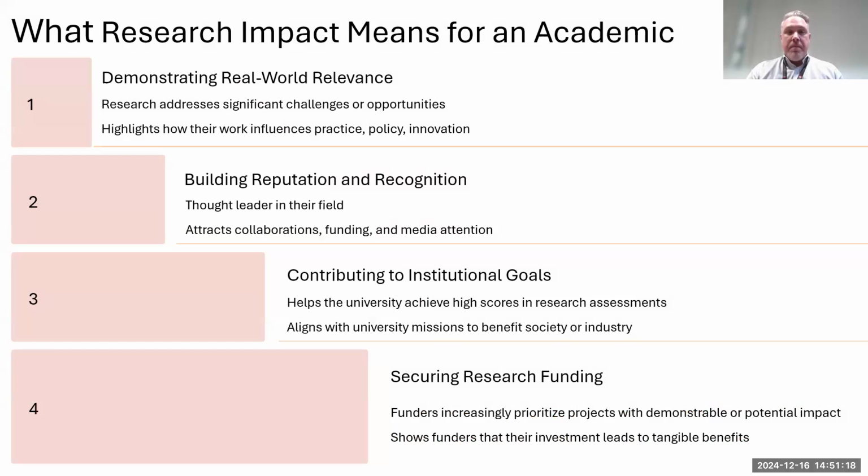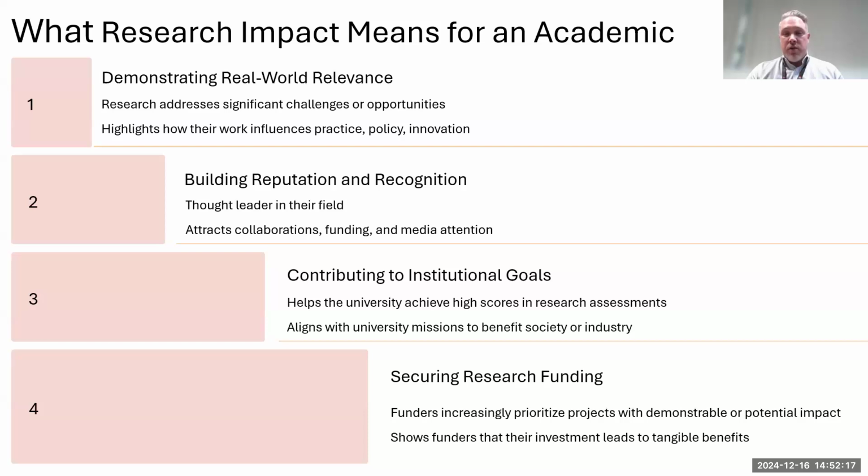So what is the value of impact for academics and researchers? First of all, you have to demonstrate that it's relevant to real-world evidence and changes in society. This is that your research addresses challenges or opportunities, and how the research highlights how this work influences practice, policy, or innovation. Second of all, an academic can build their own reputation or recognition through impact by demonstrating that they are leaders and experts in their field, and also by attracting collaborations either regionally or internationally, funding, and media attention. Also, an academic can demonstrate how it contributes to their institutional or university goals, for instance, with the global ranking or with innovative research across the whole world.